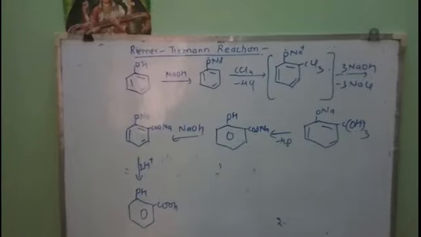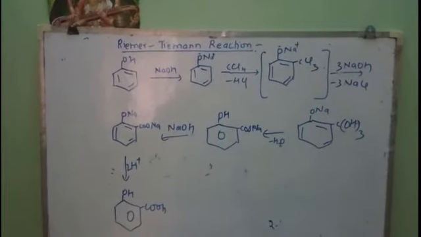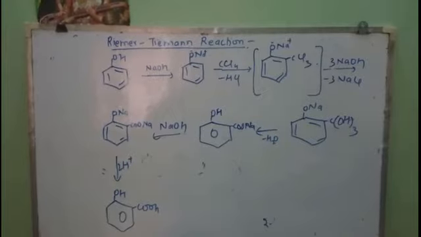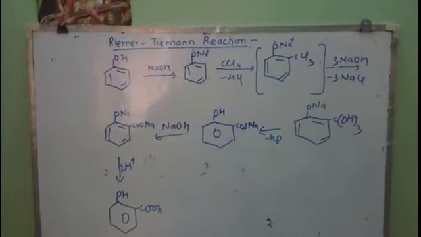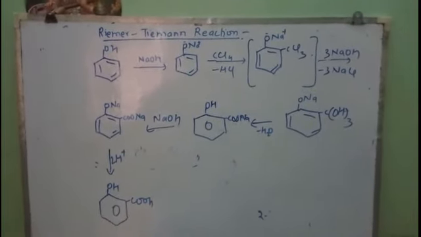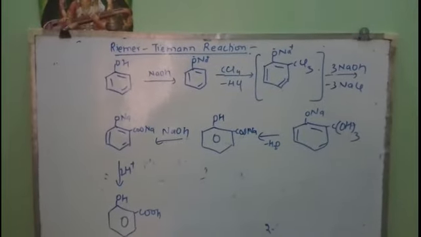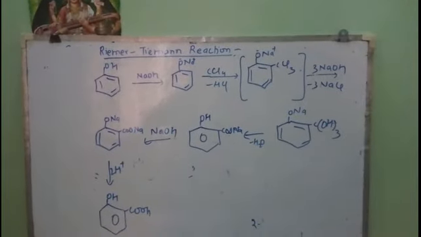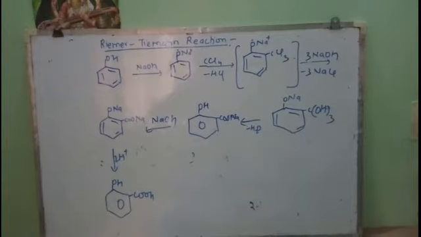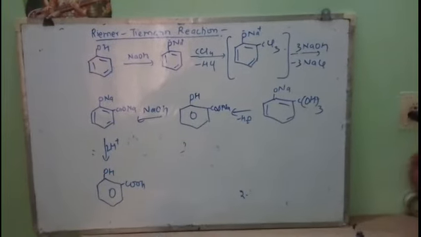So see here students, when you are taking carbon tetrachloride, the end result is salicylic acid. When you are taking chloroform, the end result is salicylaldehyde. Otherwise the reaction is the same. So this reaction is known as the Reimer-Tiemann reaction. Now the properties of phenol are finished. In the next class we will start ethers.